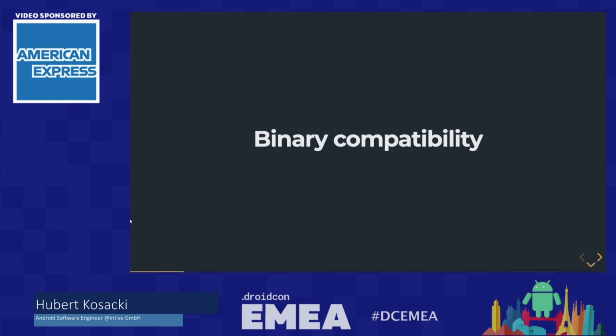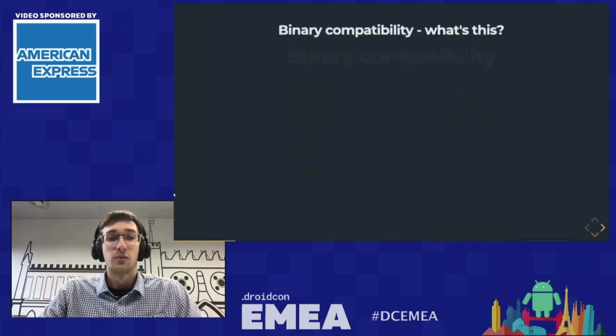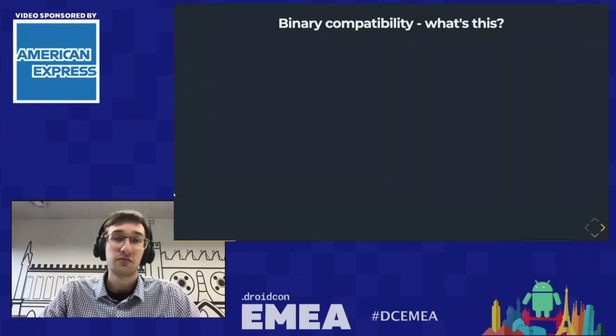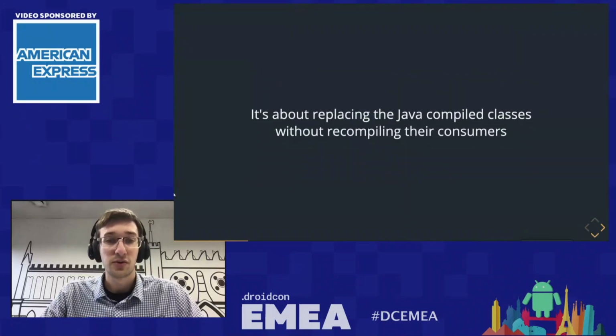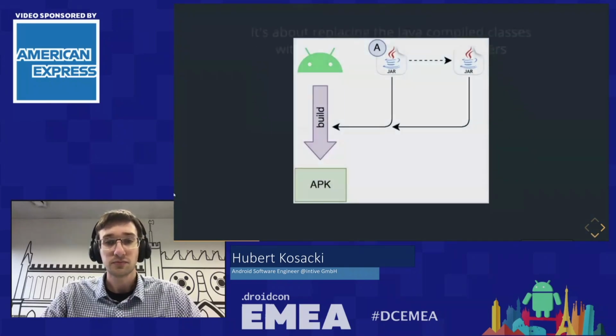Well, in order to be able to answer that question, we need to have a look at one of the cool Java features that is called binary compatibility. Well, what is this exactly? It sounds like we're going to touch some low-level stuff, just like a bit of raw meat. But in truth, it's about replacing the Java compiled classes without recompiling their consumers. So let's have a look. What does it mean actually in practice?